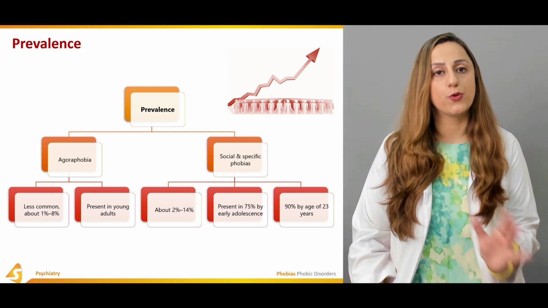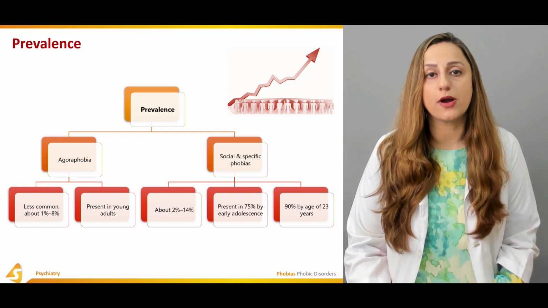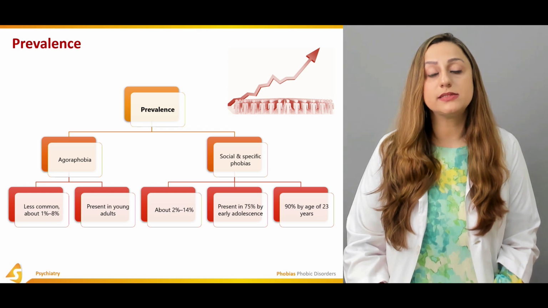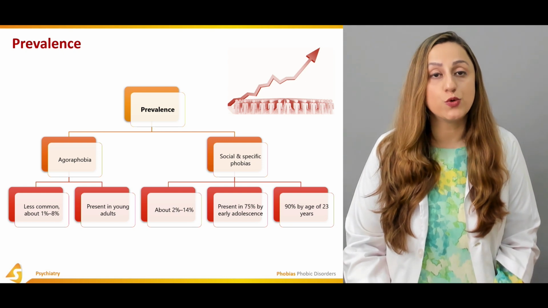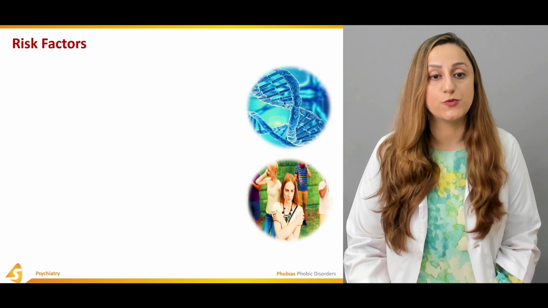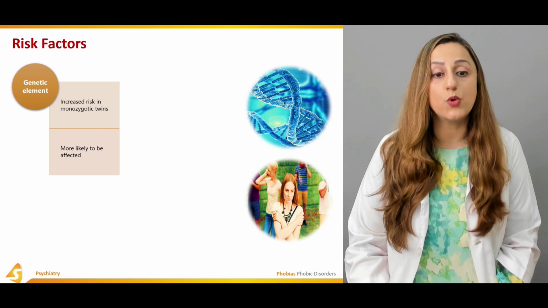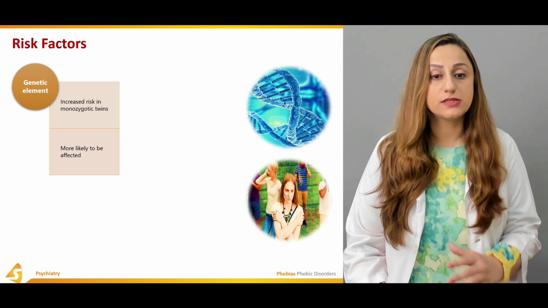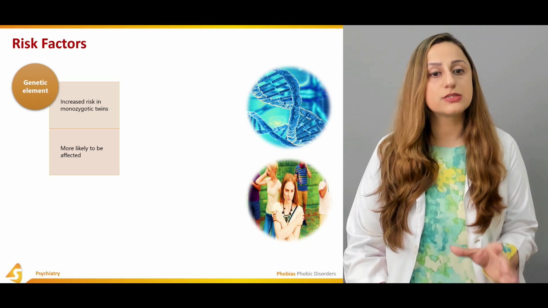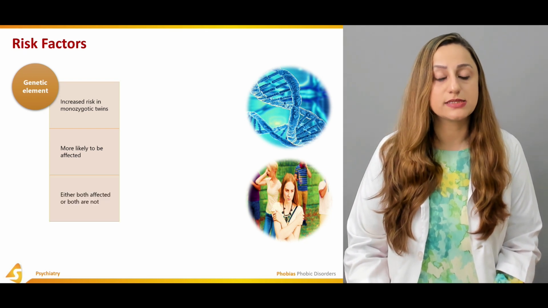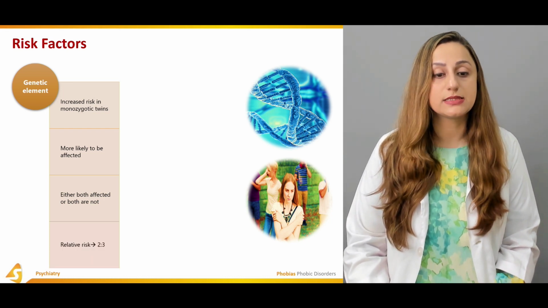Females usually are more prone to developing these kind of phobias, and the particular age group that we usually talk about is the adolescent age group, and till 23 years of age. So this is the particular age group that usually goes through and suffer from these kind of phobias. The risk factors, the genetic element, increased risk in the monozygotic twins, and they're more likely to be affected if one of the twins is affected due to a particular phobia. The other twin is to be affected. So this is one of the genetic factors that we have to consider, either both affected or both are not. So genetic element is very important.